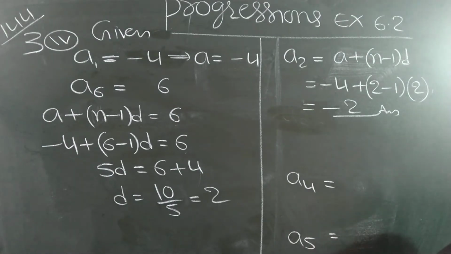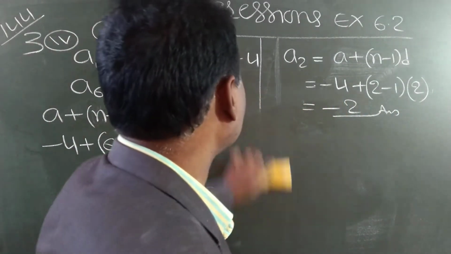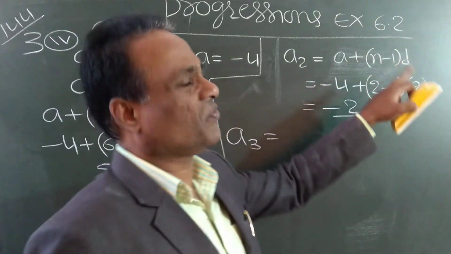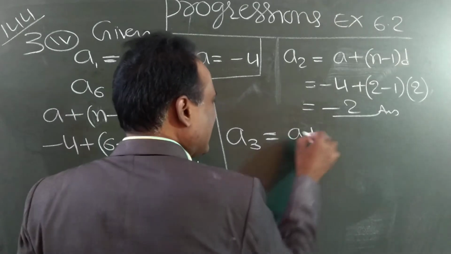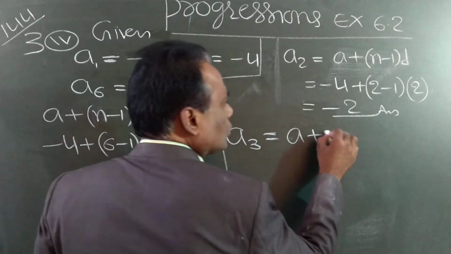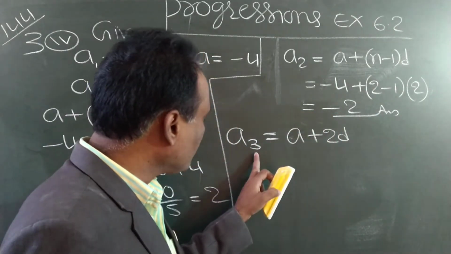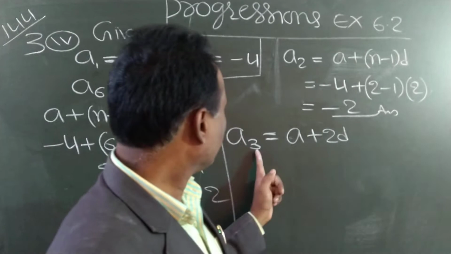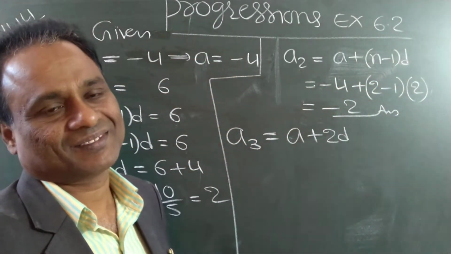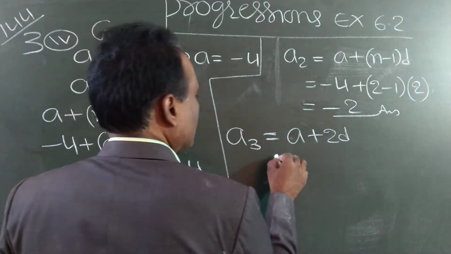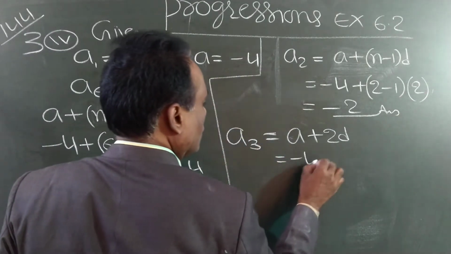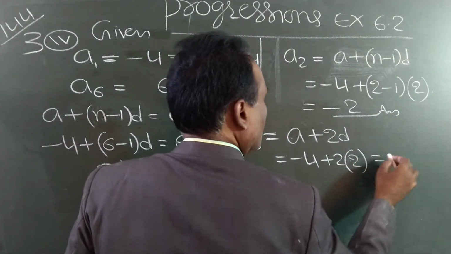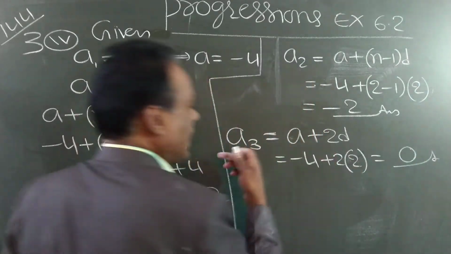Next is A3. I am not writing full formula. You write it. I will write directly. Whenever A3 is there, we will get A plus 2D. If it is 3, 2D. If it is 4, 3D. If it is 5, 4D directly. Same formula if you apply, 3 minus 1 is 2D only. Every time I am not writing the formula, directly I am writing. A value minus 4 plus 2 into D value 2. 2 into 2 is 4, 4 minus 4, 0. A3 is 0, over.